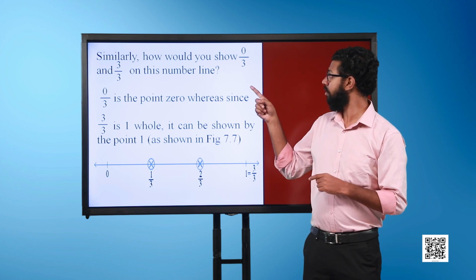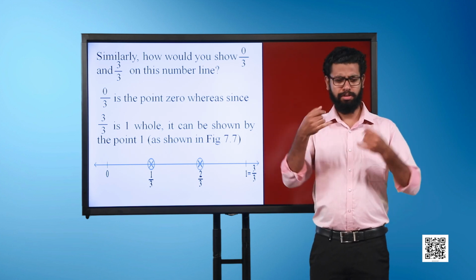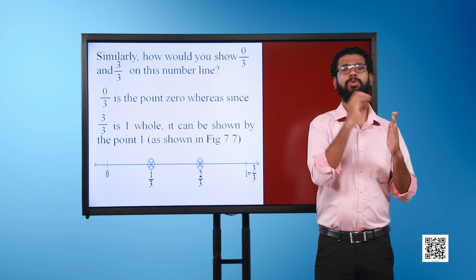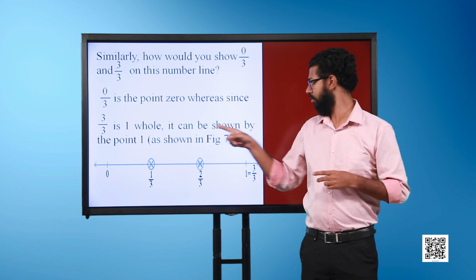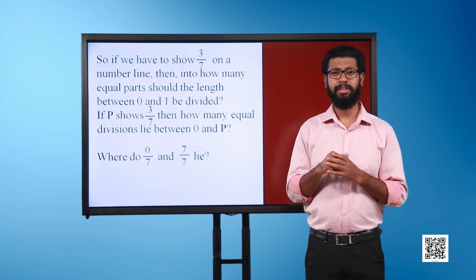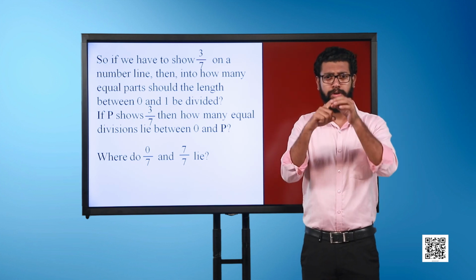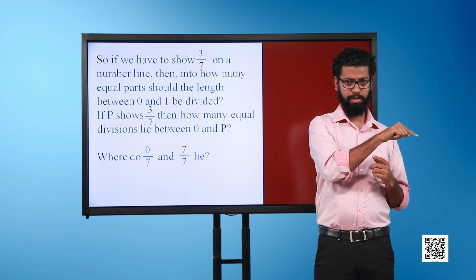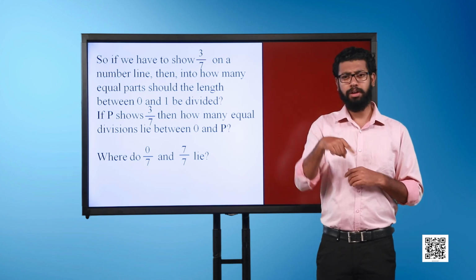Similarly, how would you show 0/3 and 3/3 on this number line? 0 upon 3 is the point 0, whereas since 3 upon 3 is 1 whole, it can be shown by the point 1. As shown in figure 7.7. So, if we have to show 3/7 on a number line, then into how many equal parts should the length between 0 and 1 be divided? If P shows 3/7, then how many equal divisions lie between 0 and P? Where do 0 upon 7 and 7 upon 7 lie?